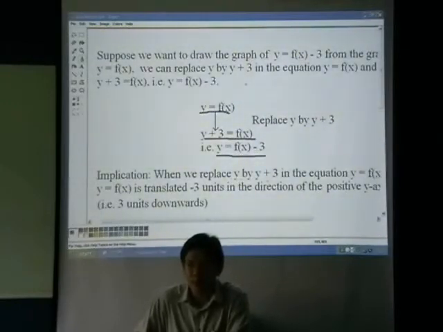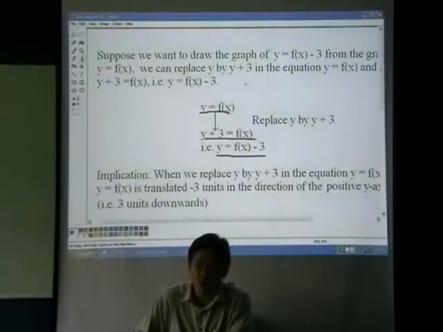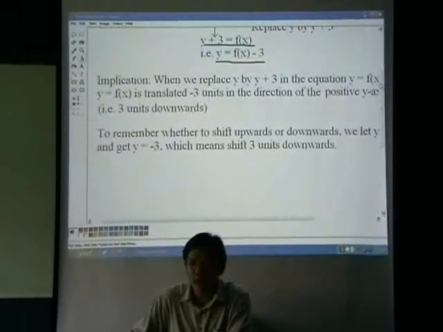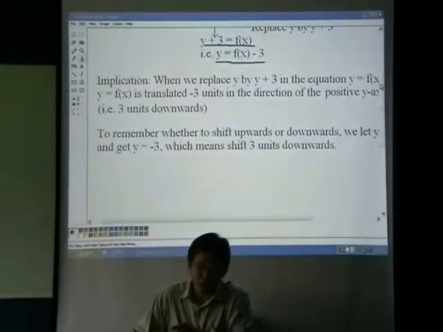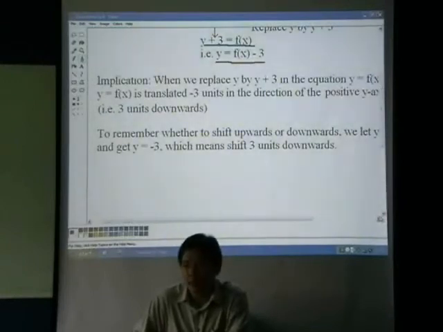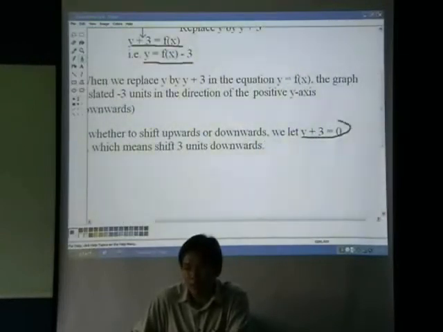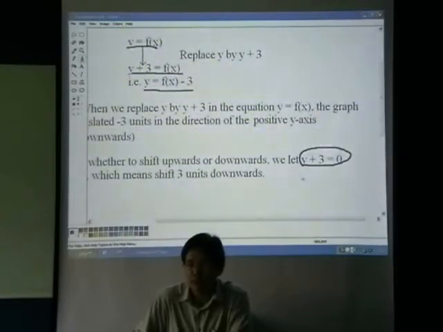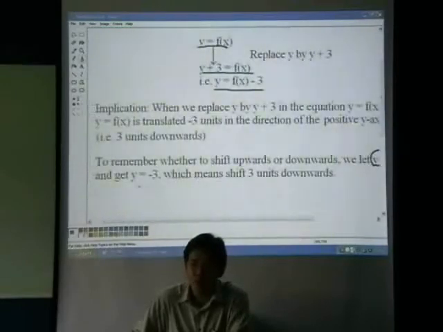When we replace y by y plus 3 in the original equation, we are translating the graph y equal to f(x) minus 3 units in the direction of the positive y-axis. That means we are going to shift the graph 3 units downwards. So if you want to remember whether the graph is shifted upwards or downwards, what we can do is equate y plus 3 equal to 0, because just now we replaced y by y plus 3. If we let y plus 3 equal to 0, we will get y equal to minus 3. This means that the graph is shifted downwards by 3 units.